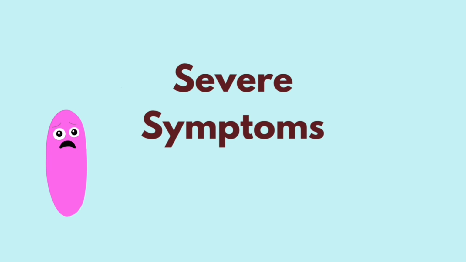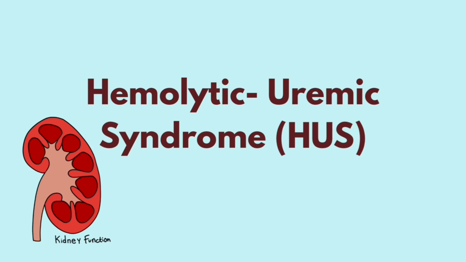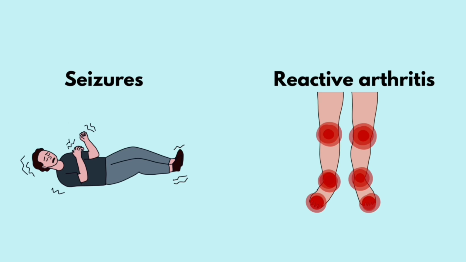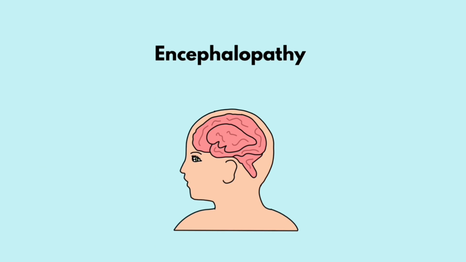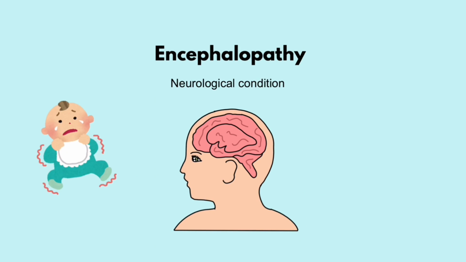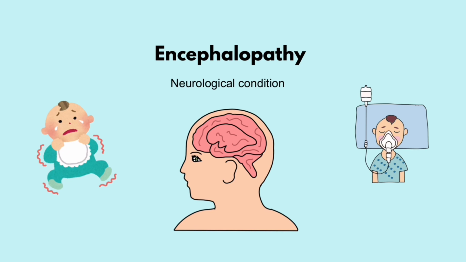In more severe cases, especially with Shiga toxin-producing strains, complications can include hemolytic uremic syndrome, which can affect kidney functions and potentially lead to kidney failure, seizures, reactive arthritis, and Shigella encephalopathy, a serious neurological condition that may lead to seizures or coma. Though this condition is rare, when seen, children are more likely to develop it.